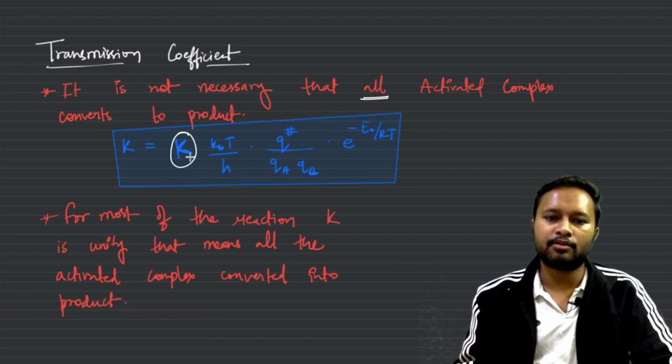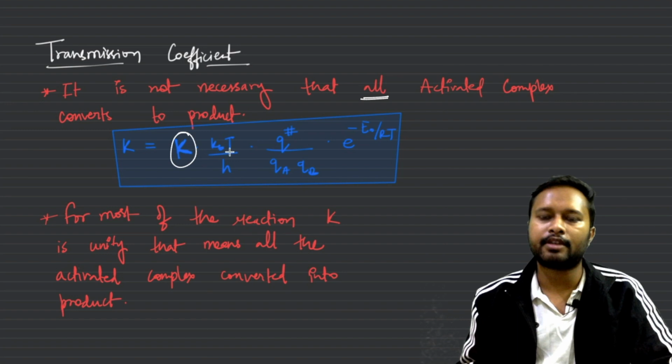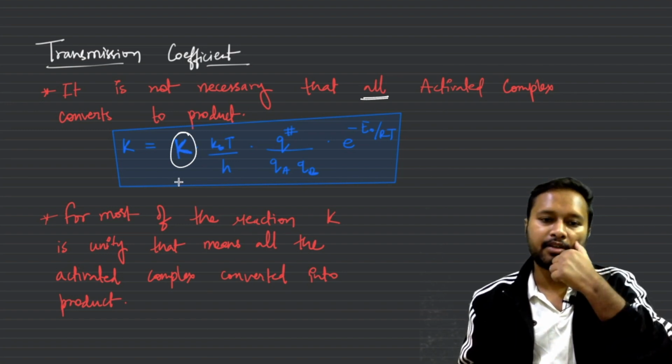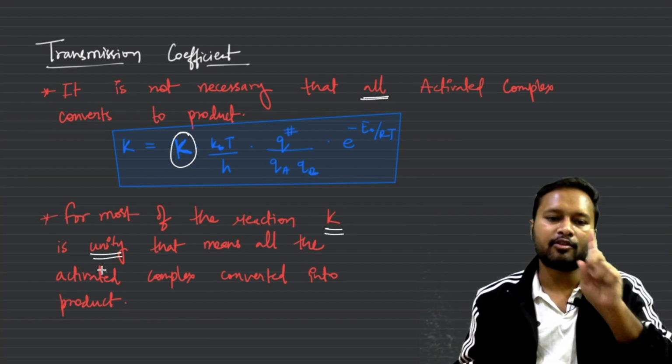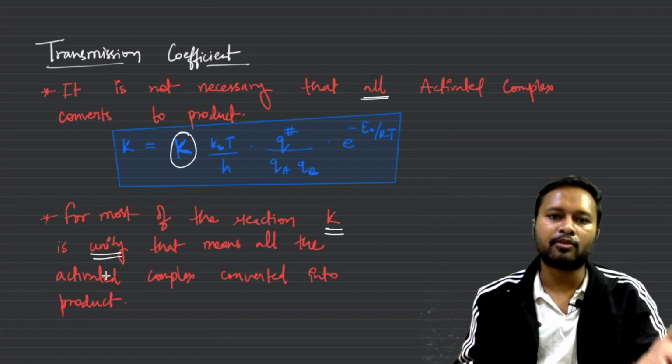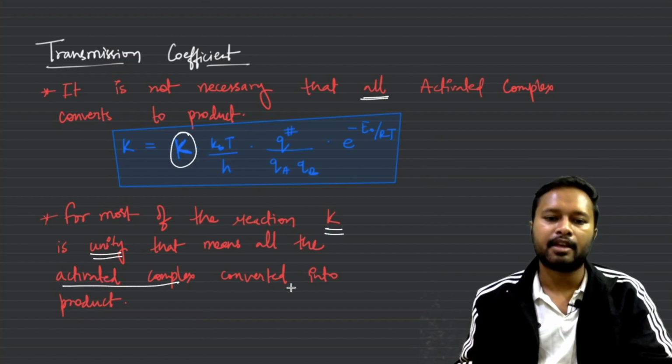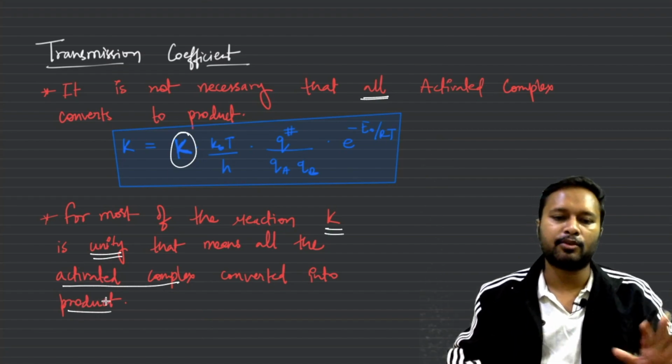So k is equal to this capital K, k_B T upon h, Q# upon Qa Qb, e to the power minus Ea upon RT. You can see the rest of the equation is the same, only this capital K has been included. Now for most of the reactions, this capital K, or transmission coefficient, is unity. It has a value of 1. That means that in most reactions all the activated complex gets converted into product. So this you should know.